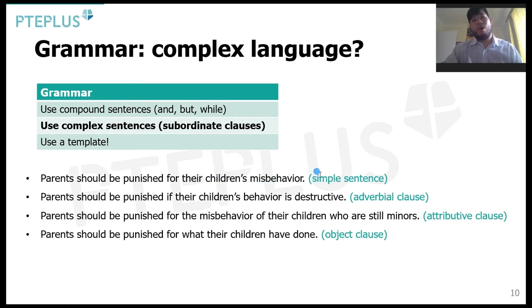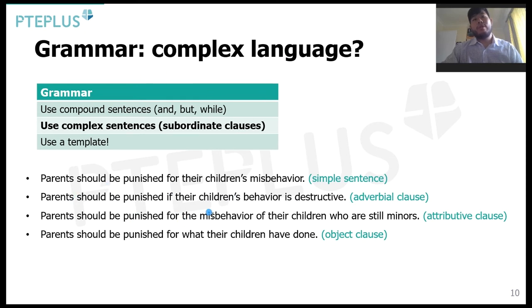That's an example of a simple sentence because it's a sentence on its own. Parents should be punished for the children's behavior if their children's behavior is destructive. So here we've got the adverbial if their children's behavior is destructive. So that's an example of a complex sentence.